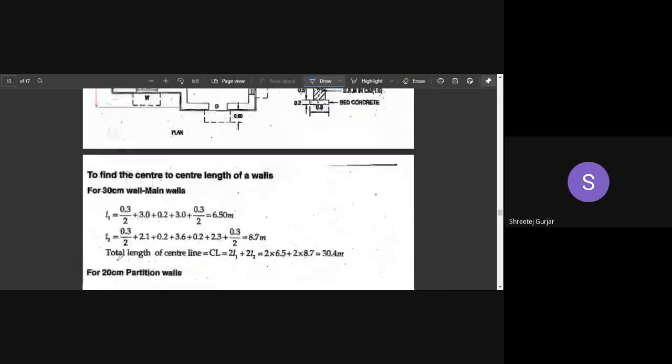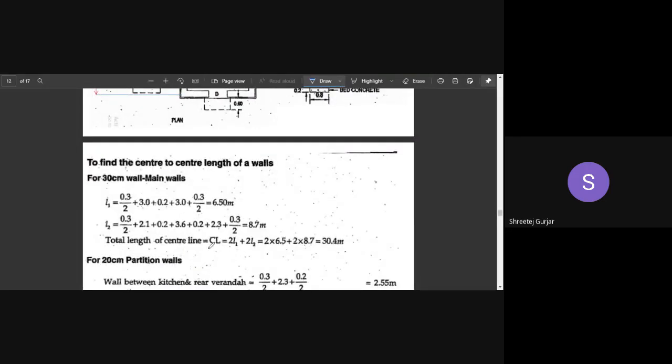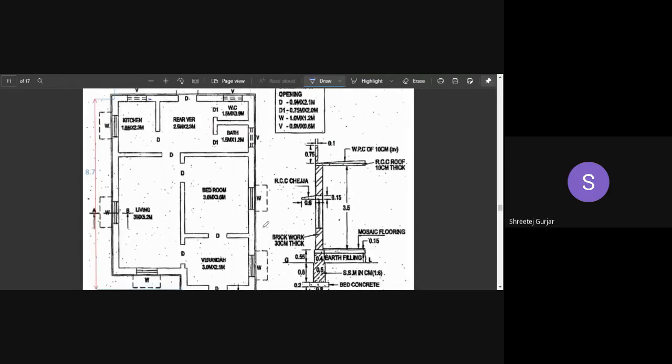Okay, so total centerline length CL will be 2 times your 6.5 plus 2 times your 8.7. So that is what they have done here. So it will be 30.4. So what we have done is 30 centimeter wall is your external wall, right? 30 centimeter wall is my external wall here. I'm just running my cursor over it. So this is my 30 centimeter wall, which is only the external wall, and there are no internal 30 centimeter walls. So I have to calculate the total center line length of this 30 centimeter wall.